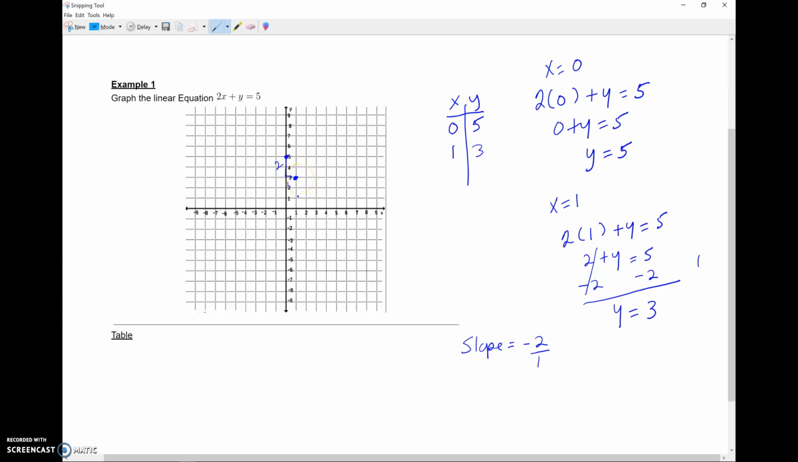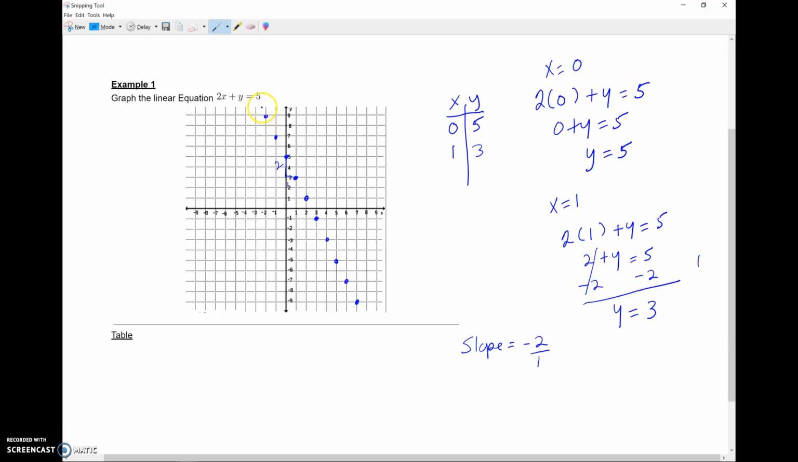we'd go down 2 over 1, and repeat that, go down 2 over 1 again and again. Or we can go in the other direction and go up 2 over 1 and then repeat that process.